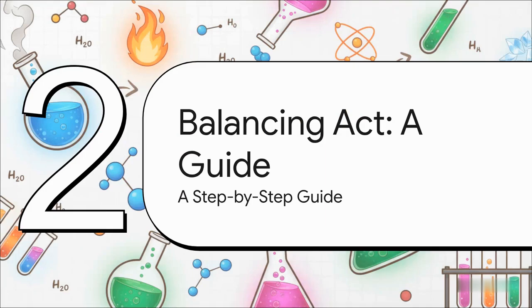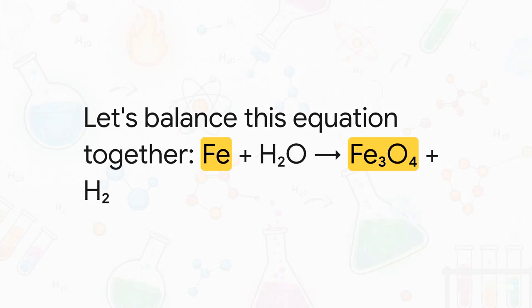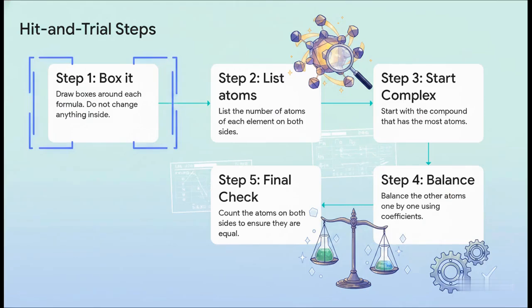Okay, so to respect that law, we have to balance our equations. Now, I know that sounds kind of intimidating, but trust me, it's really just a logic puzzle. And we're going to walk through exactly how to solve it step by step. We're going to tackle this one right here, iron reacting with water. As you can see, right now it's just a skeleton, and it's totally lopsided. We've got 1 iron on the left and 3 on the right. Yeah, that's not going to work. We're going to use what's called the hit and trial method.